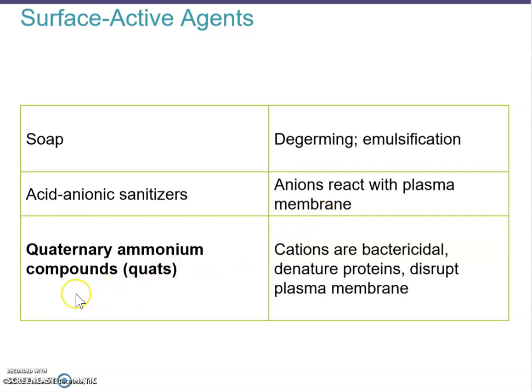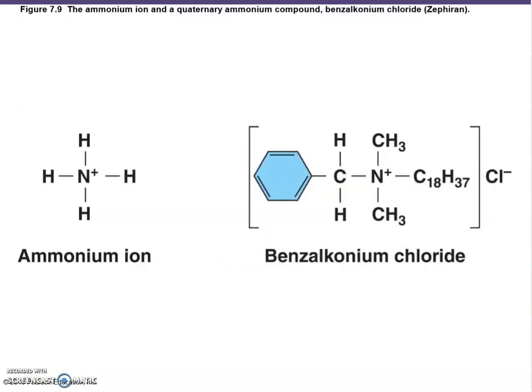Very popular also in hospital settings are quaternary ammonium compounds. That's what you also might find in doctors' offices. Those are cations that are bactericidal, and they denature proteins and disrupt plasma membranes. Here you see an ammonium ion, and then here would be a quaternary ammonium compound like benzalkonium chloride that you can use as a disinfectant.